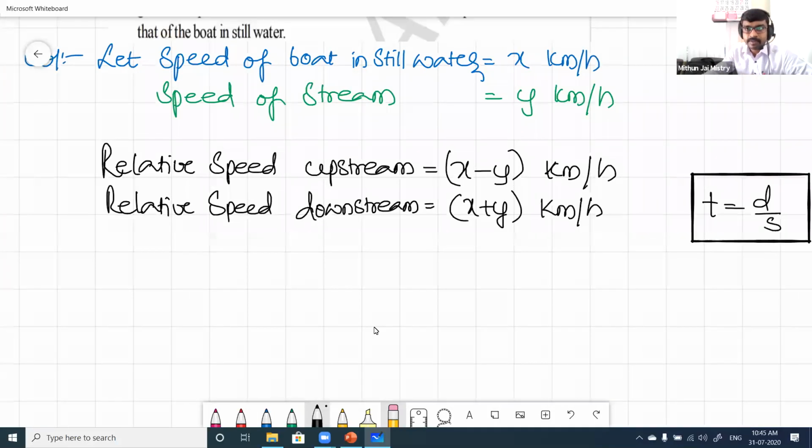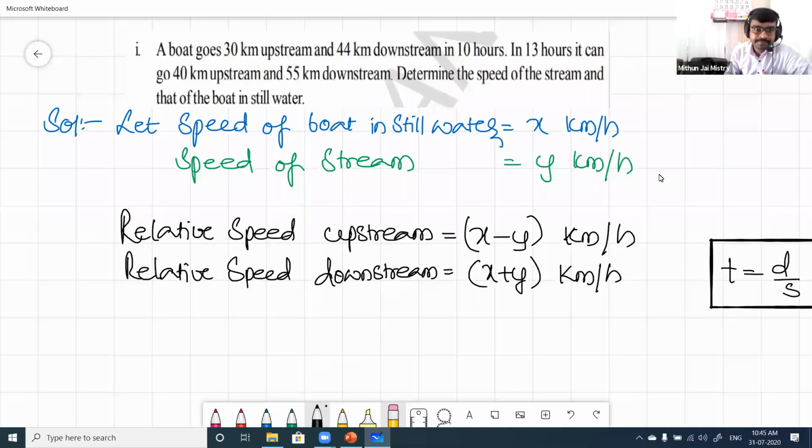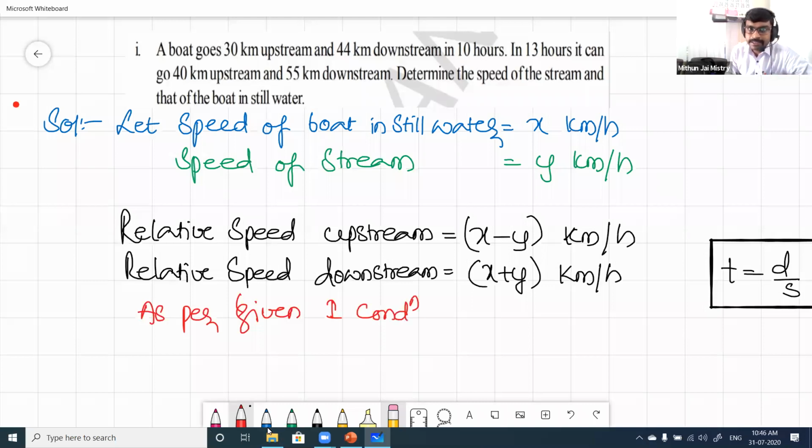We have a habit of writing as per the given first condition. What is the given first condition? Don't feel that as a burden. You can write, if you want, that 30 kilometer upstream and 44 kilometer downstream in 10 hours. That is the first condition. This is our first condition, right? So 30 kilometer upstream and 44 kilometer downstream.